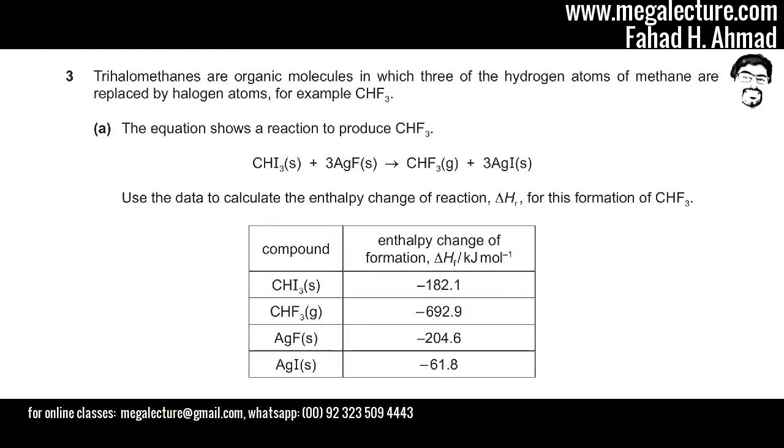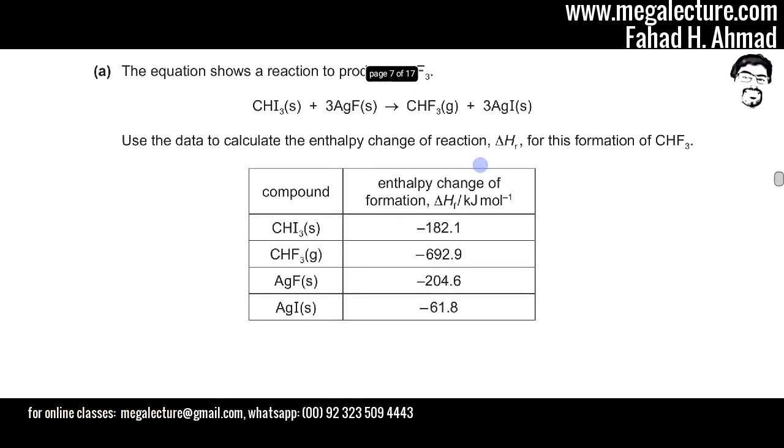The following question reads that trihalomethanes are organic molecules in which three of the hydrogen atoms of methane are replaced by halogen atoms, for example, CHF3. The equation shows a reaction to produce CHF3. So there's a reaction that is given, and in that reaction CHF3, a trihalomethane, is being produced. You're then asked to use the data to calculate the enthalpy change of the reaction for this formation of CHF3. So for this reaction, we need to find out the enthalpy change.